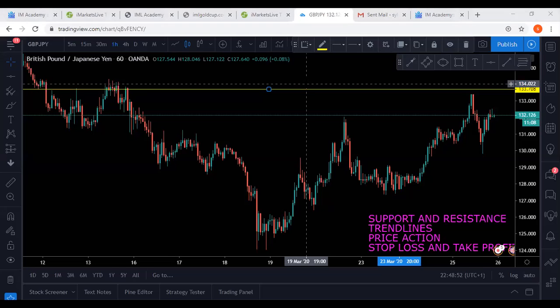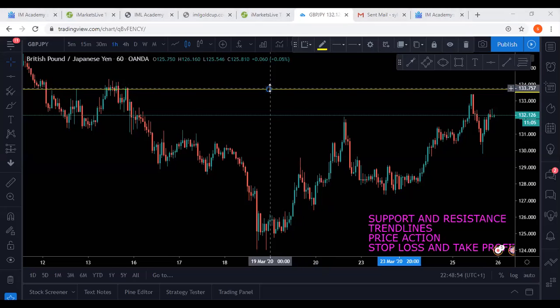All right, awesome. Okay, so like I said, this line right here makes no sense if it's not identified as an area. It makes no sense if it's not identified as a level. It makes no sense if you can't tell if it's support or resistance. But the question is, how do I know, right?